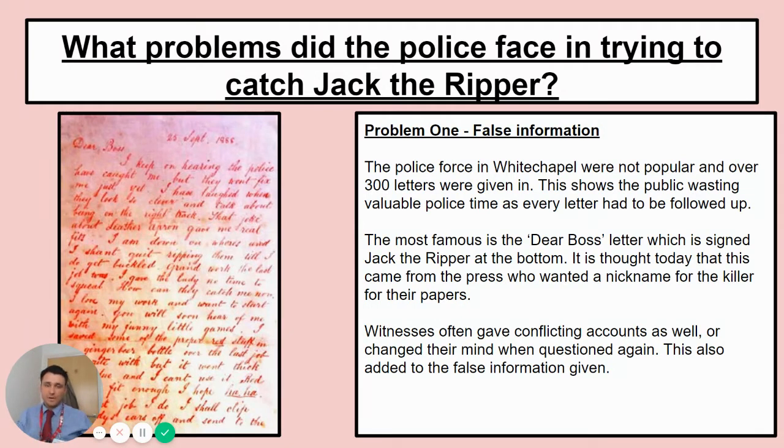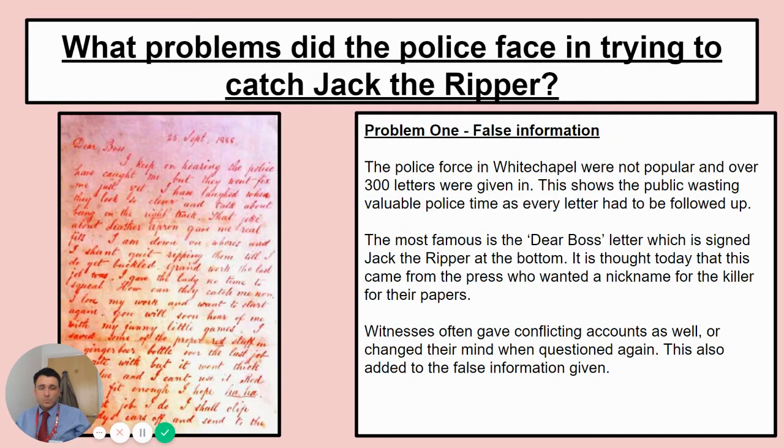Now, if you watch the documentary, you'll remember this letter in the picture. The most famous letter is the Dear Boss letter, which is signed Jack the Ripper at the bottom. Now, it's thought today that this came from a member of the press, who basically assumed that if we call this Jack the Ripper at the end, this letter will get published, and then we can use the name Jack the Ripper in the newspapers, rather than saying, I don't know, unnamed killer or mad man, for example. We've actually got a catchy name there, Jack the Ripper, we can use. And that's where it's come from. That's why we still call the killer Jack the Ripper today.